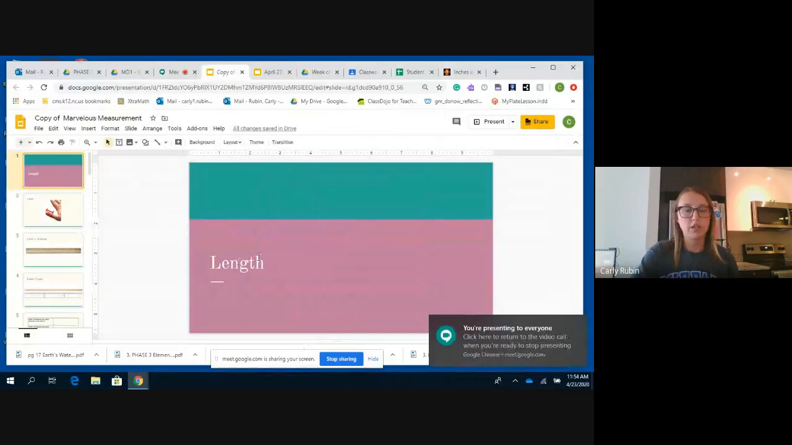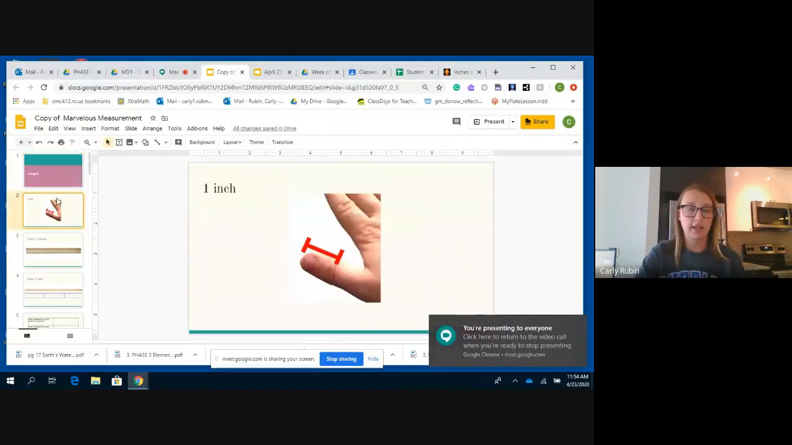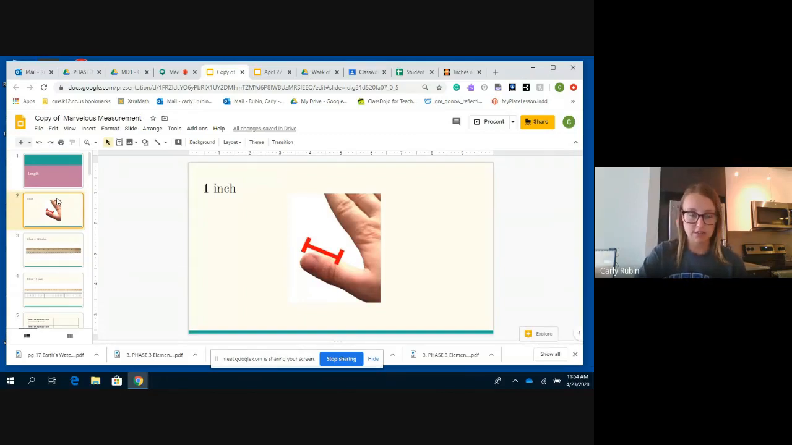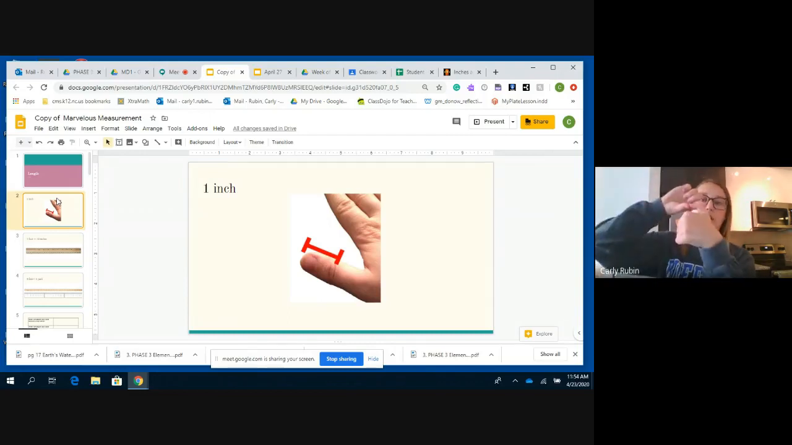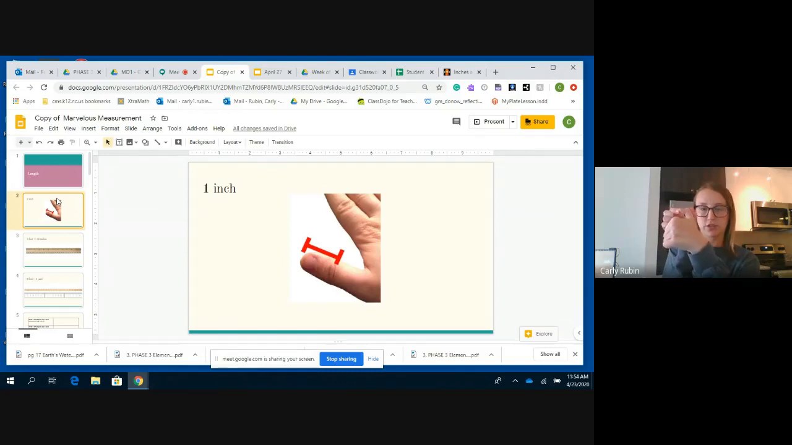All right, so like I said, we are talking about length. The first unit that we measure length in is inches. So 1 inch is about the tip of your thumb to that very first knuckle there, that distance right there. That is about 1 inch. That's the smallest unit that we'll be talking about in third grade. So you might measure something like this in inches because it's pretty small.